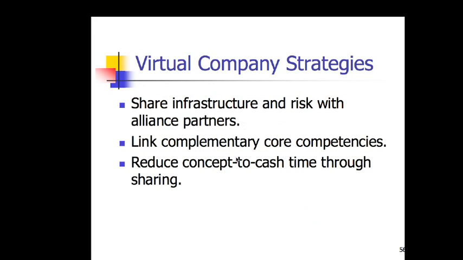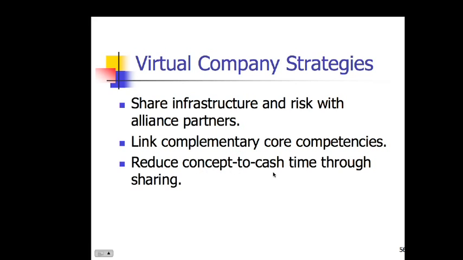In terms of the strategy of the virtual company, you share the infrastructure and risk with alliance partners, so that if you're the virtual company, as an example, PayPal, you're relying upon customers from eBay. You can't actually go out and get more customers on your own. You have that risk of, if eBay goes under, PayPal's going to go under. I don't think eBay's ever going to go under, but they work together. So you're relying upon externals. And there's the link of complementary core competencies, hopefully. They know what they're doing, you know what you're doing, you're all doing everything together.